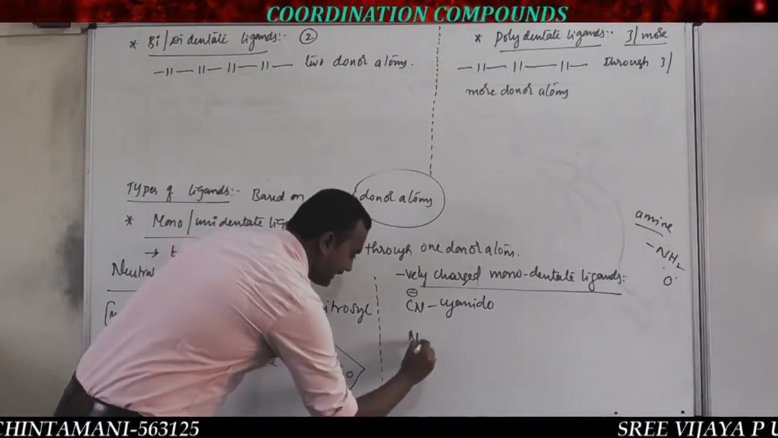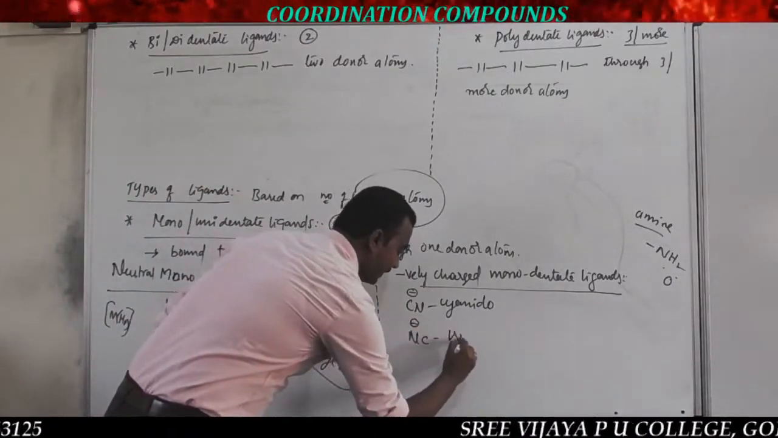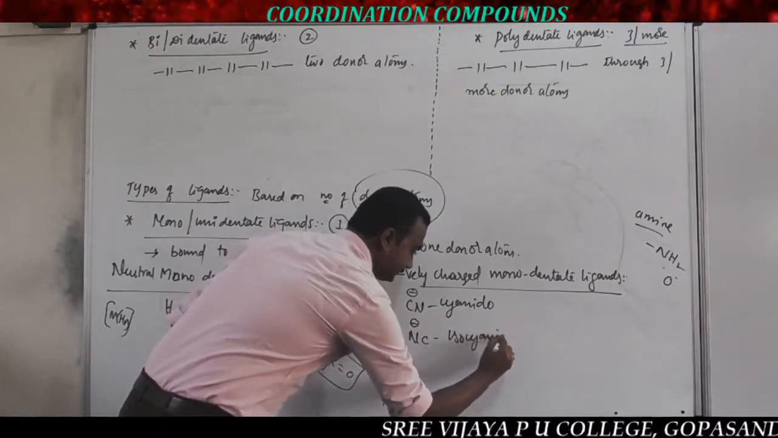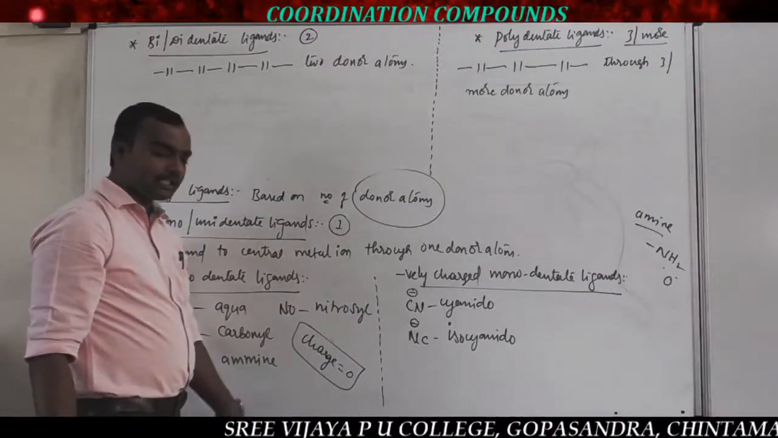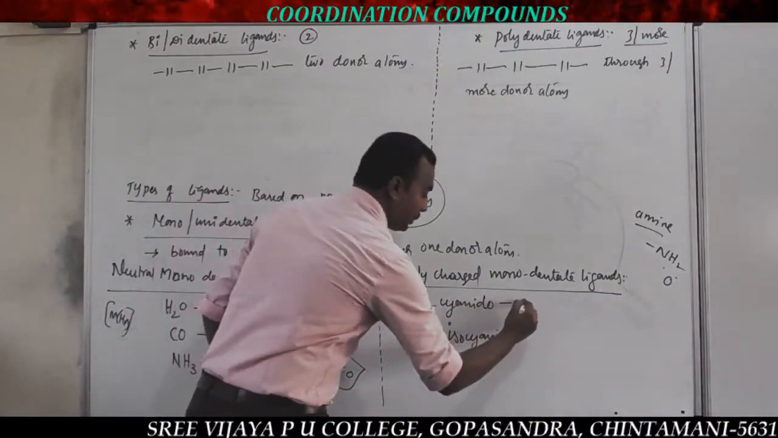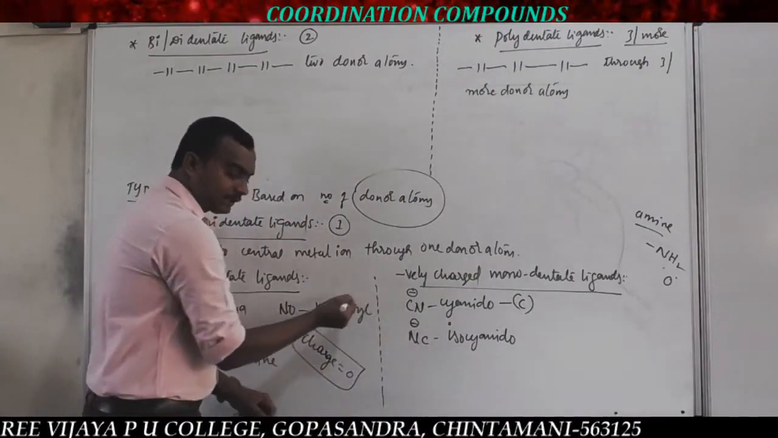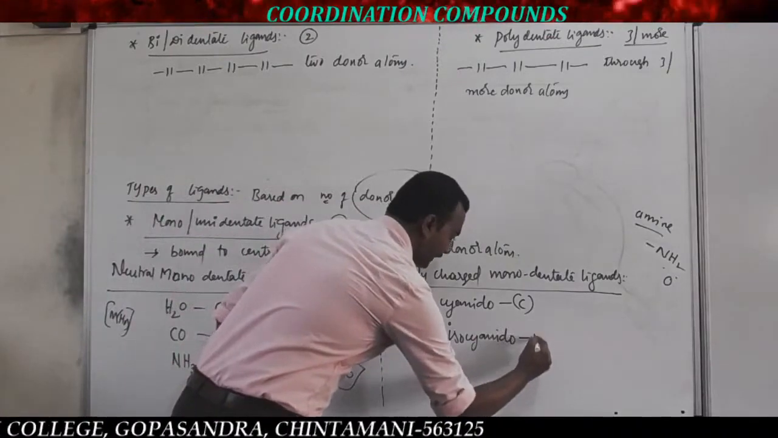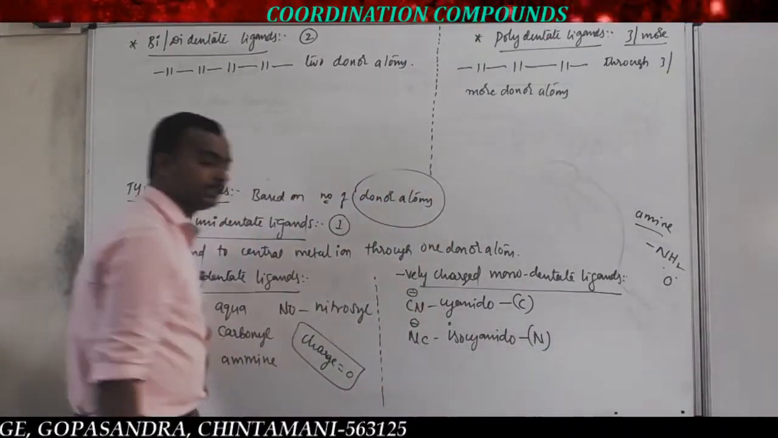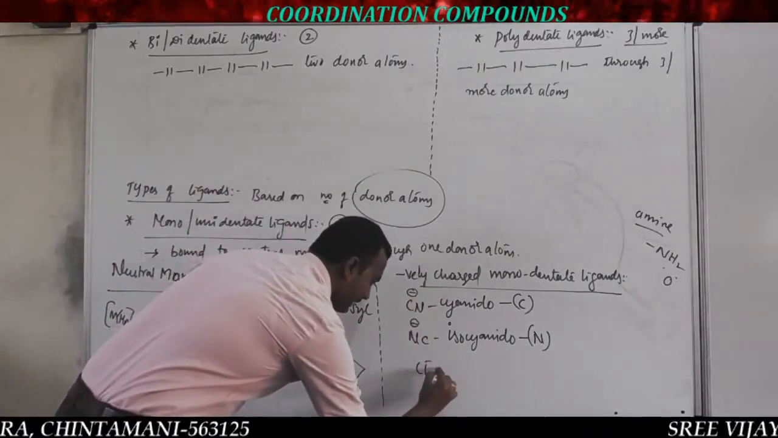Next one is NC minus. So here this is called isocyanido, isocyanide. So what is the donor atom here? In the case of cyanide, the donor atom is carbon, and carbon forms the coordinate bond. In the case of NC minus, isocyanide, nitrogen is the donor atom. Nitrogen is the donor atom.